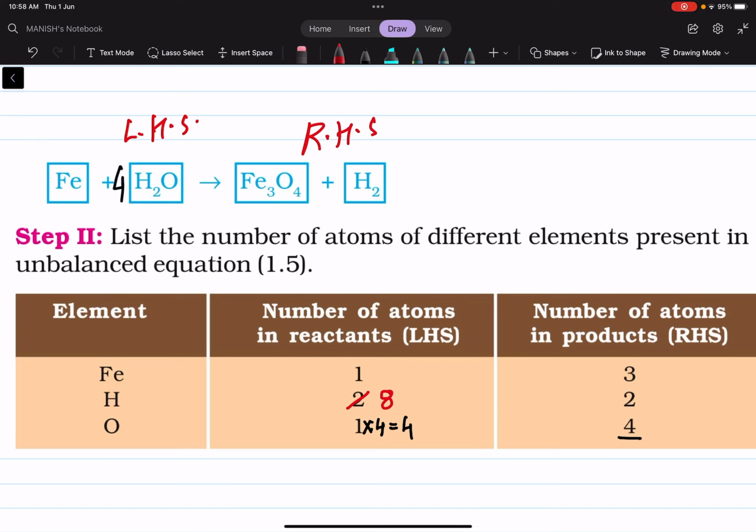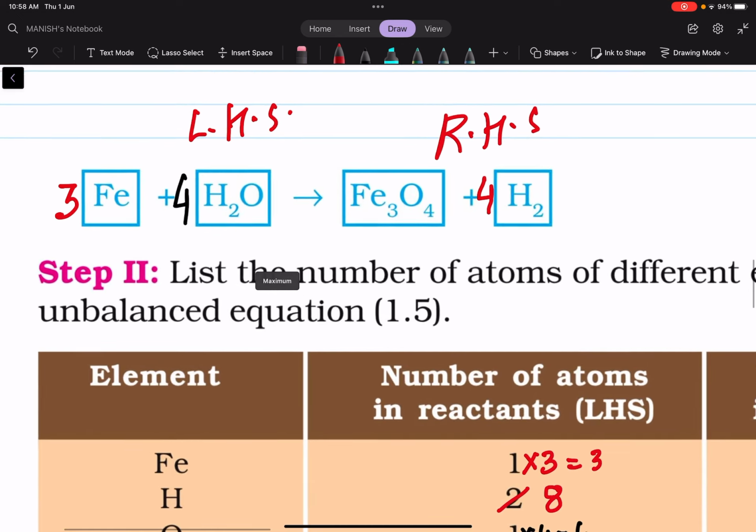Here we can see that if we multiply this by 4, it will come to 8. So I write 4 here. Now hydrogen is also balanced. And now let's balance the remaining atom, which is iron. So simply I will multiply the number of iron with 3. So this equation is now balanced.